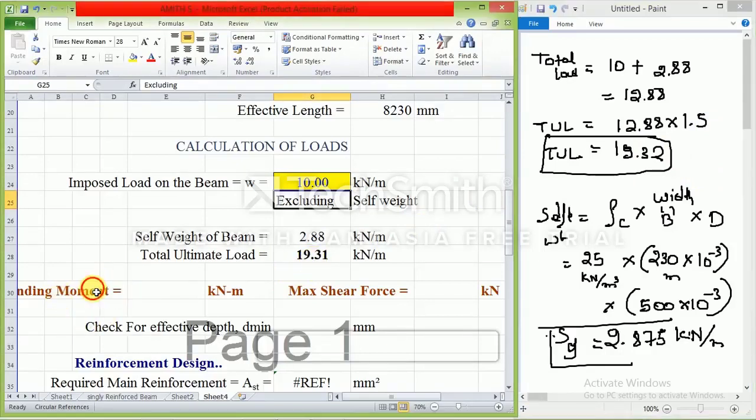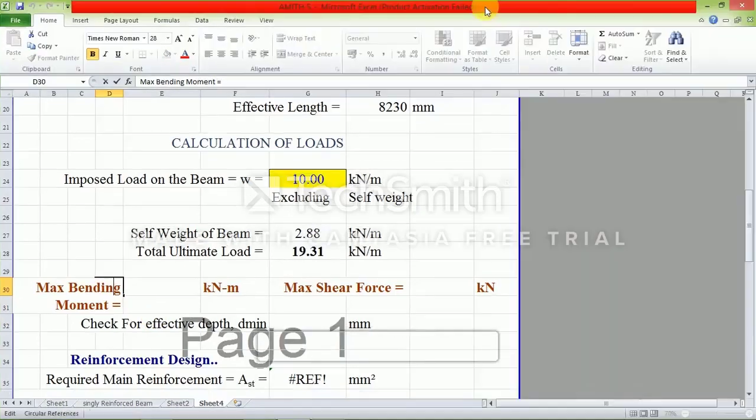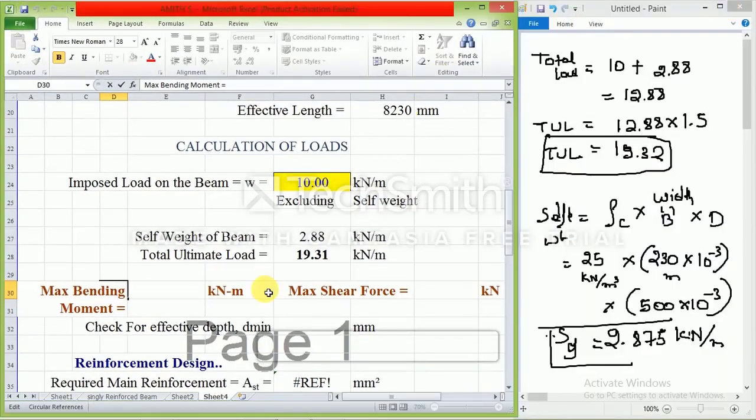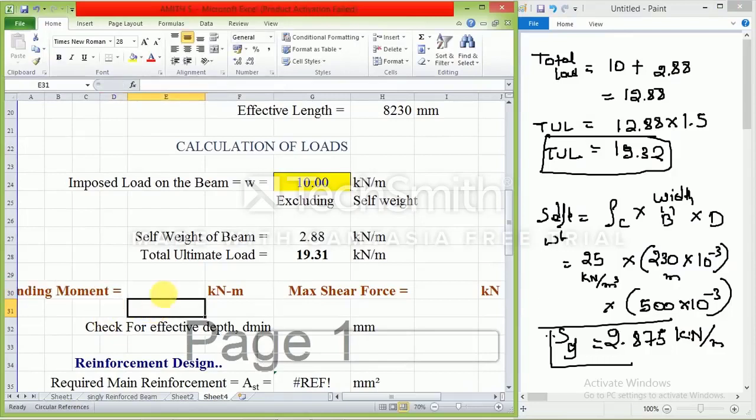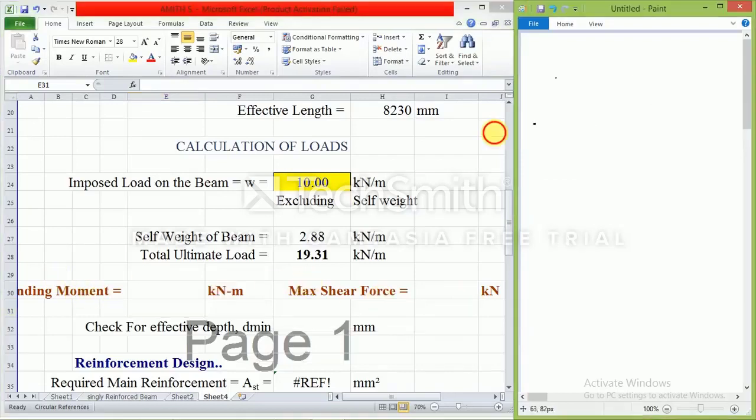So the next concept is you need to find the bending moment. I just wrote here maximum bending moment. It is hiding something because I had minimized this column. Okay, fine. So maximum bending moment and maximum shear force. First of all I'll tell you what is meant by maximum bending moment and what is maximum shear force.